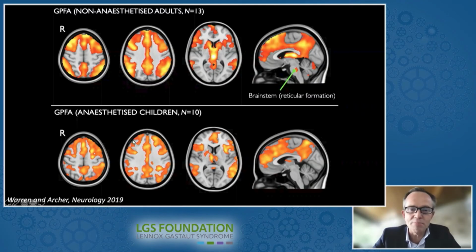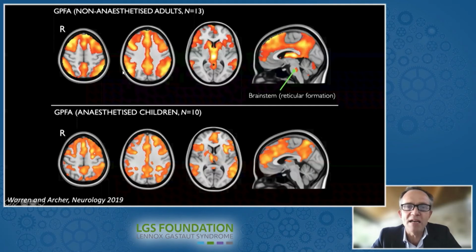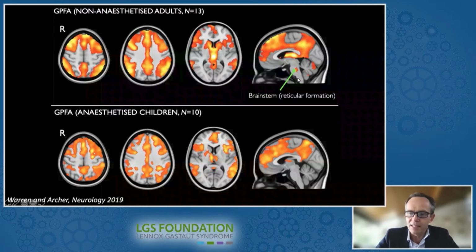Now, there are some minor differences seen here, but these are probably accounted for by the fact that we had to do anaesthetised EEG fMRI in some of these young children for them to keep still in the scanner. But once again, we see the same pattern of activation, including in these widespread cortical areas, sparing primary cortical areas, also involving the medial thalamic structures and a region in the brainstem reticular formation.